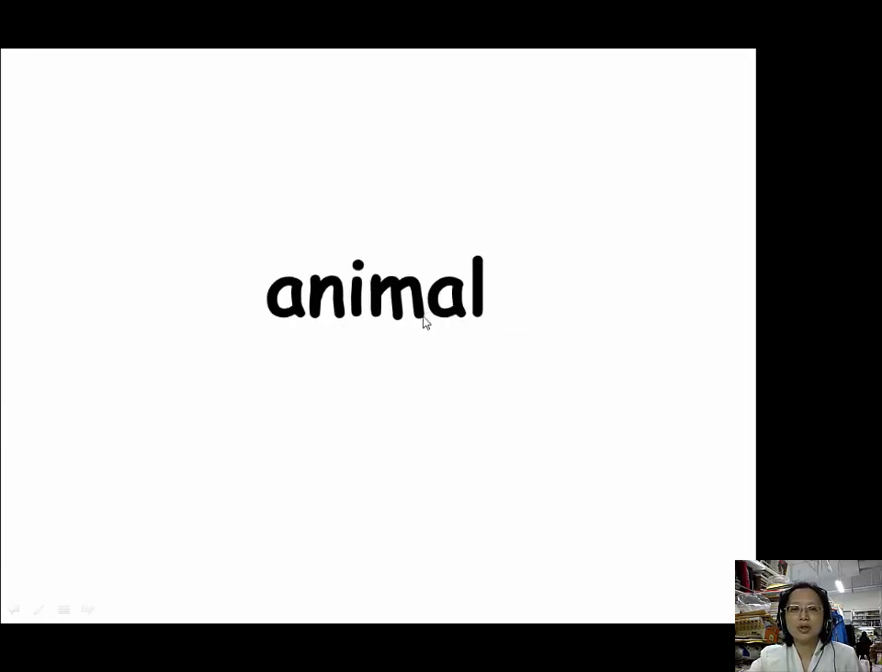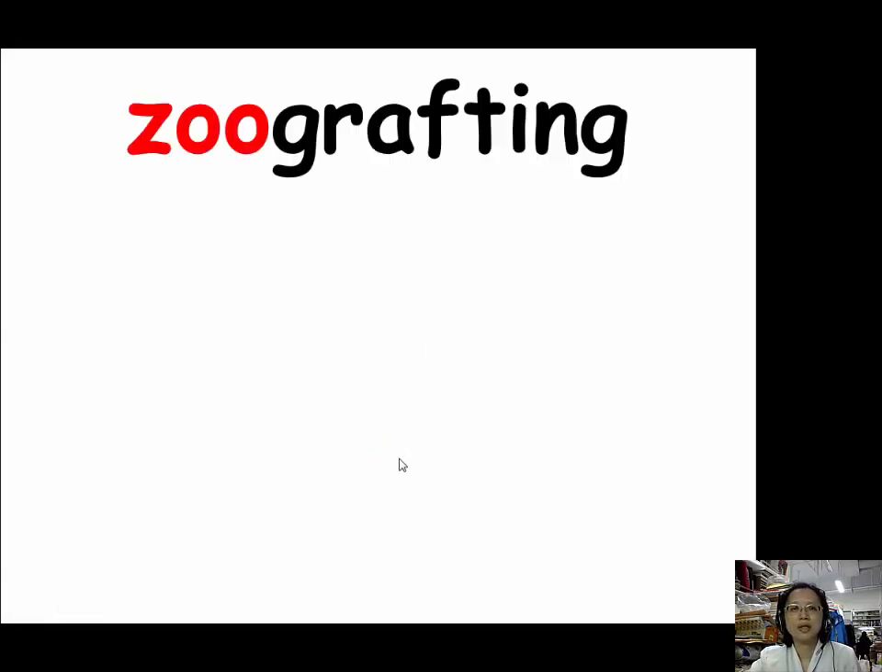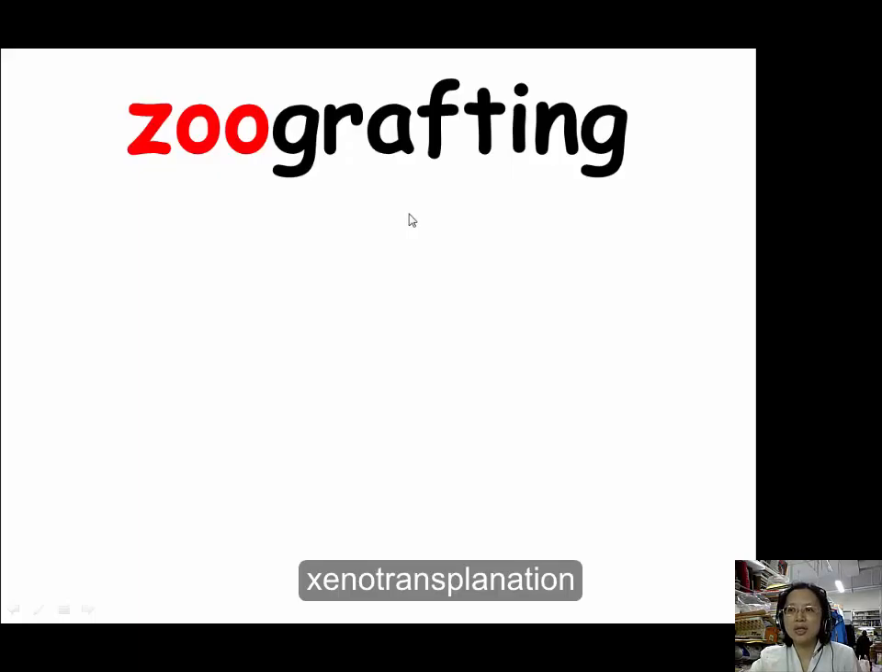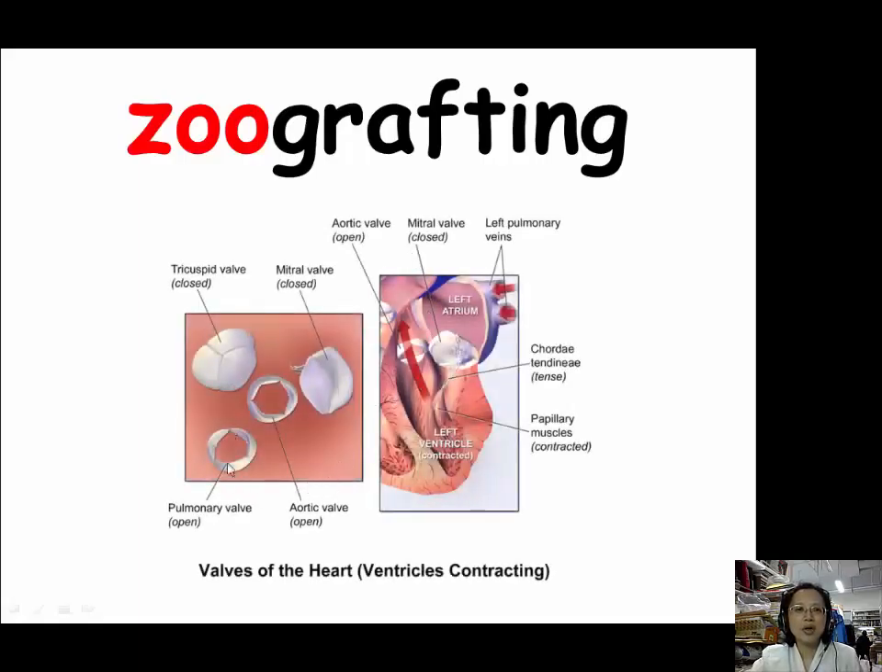For animal, we have one prefix, zoo, Z-O-O. Our example is zoografting. Zoografting, also called xenotransplantation, means xenografting of tissue from a different species into a human. For example, our heart valve. In the old times, sometimes they would use porcine, which is pig. A pig's heart valve transplanted into a human's heart is called zoografting.